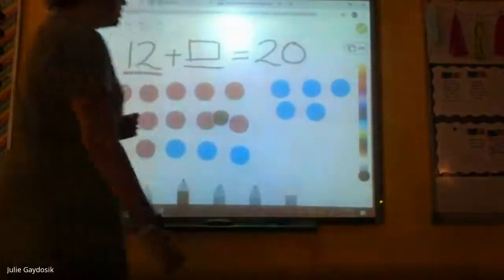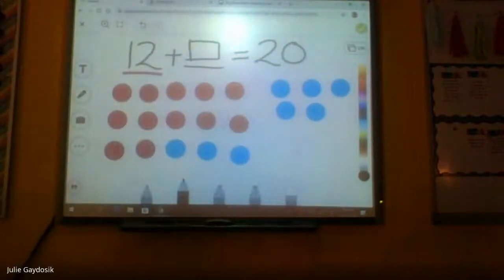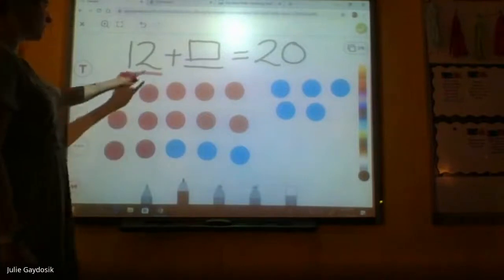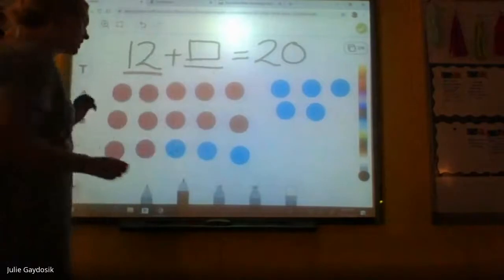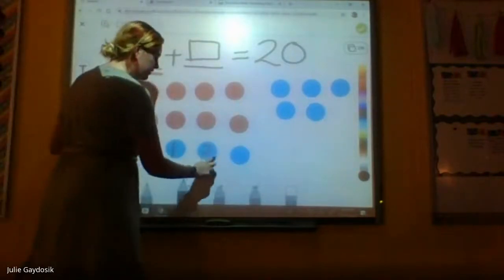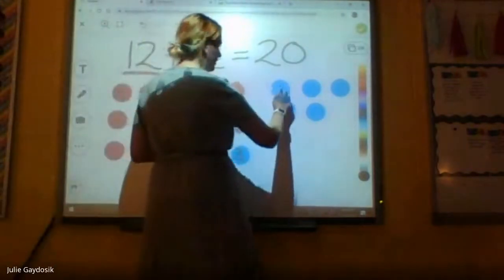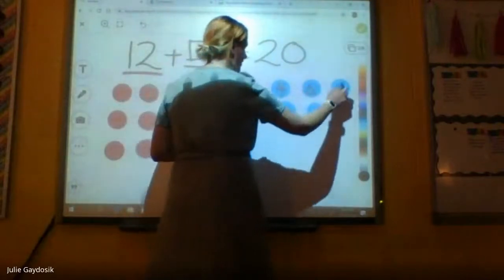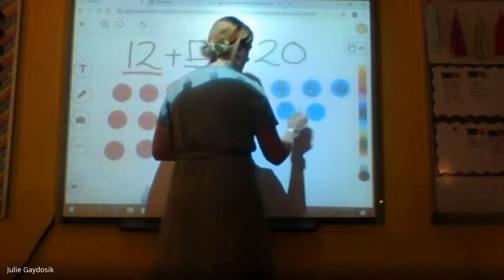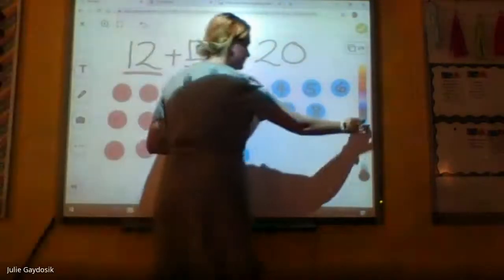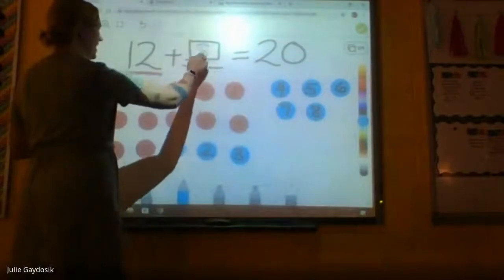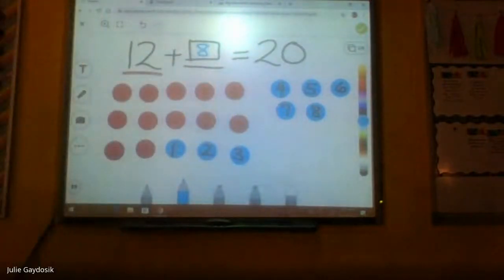Let me change my color. You're going to count the blue dots, right? Because the red dots are 12, and you're going to count the blue dots to see how many you added to get to 20. So 1, 2, 3, 4, 5, 6, 7, 8. So we added 8 blue dots to get to 20. So 12 plus 8 equals 20.